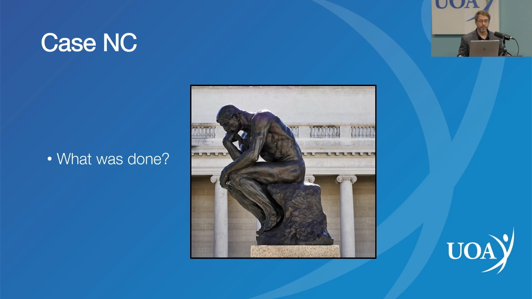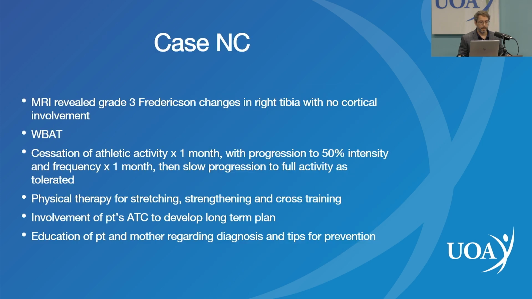So what do we do for our patient? NC's MRI revealed grade 3 Fredrickson changes, so extensive marrow edema with no cortical involvement in the right tibia. He was made weight-bearing as tolerated, as he wasn't really walking with a limp and had no pain while ambulating. We did stop all athletic activity for 1 month with a progression of 50% intensity and frequency after the month, and slow progression to full activity as tolerated.